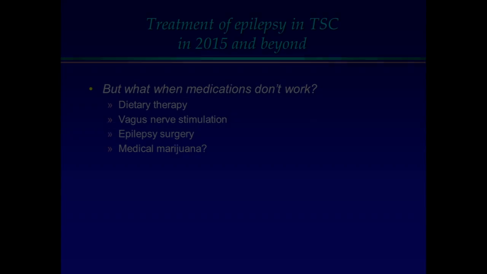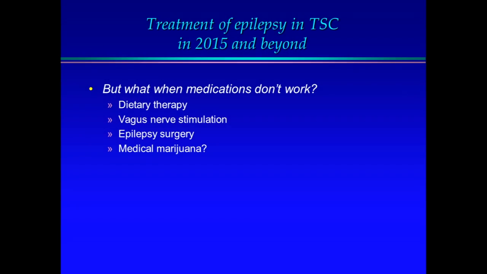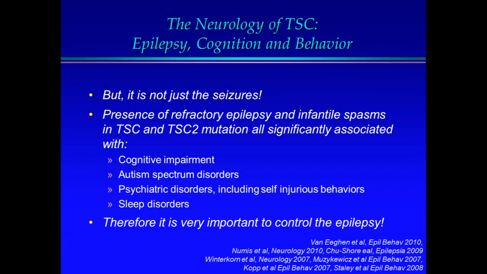And if medications don't work, like we said, there's dietary therapy, vagus nerve stimulation, epilepsy surgery, and honestly, what I know probably many of you are interested in, and what's been occupying most of my time the past couple of years, is the whole concept of medical marijuana. At the end of this, I'm going to come back and talk in a little more detail about our experiences with that. But the real thing is that epilepsy is wicked common in TS, often very difficult to treat.